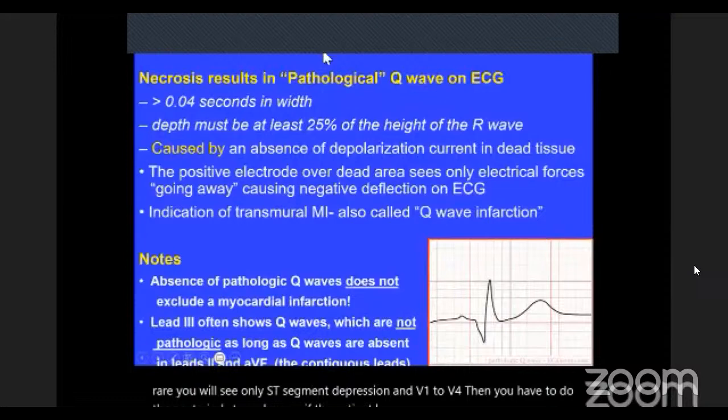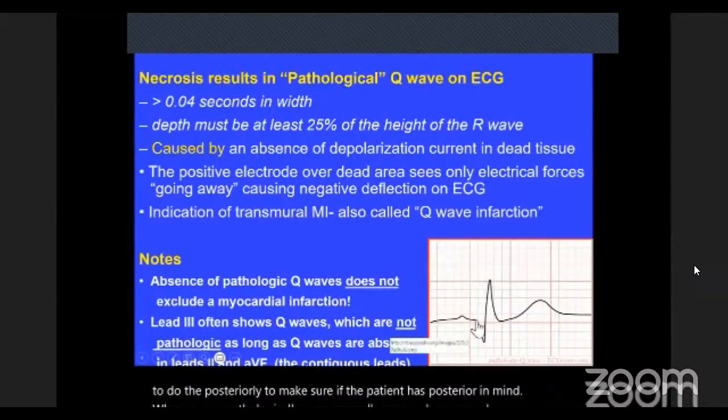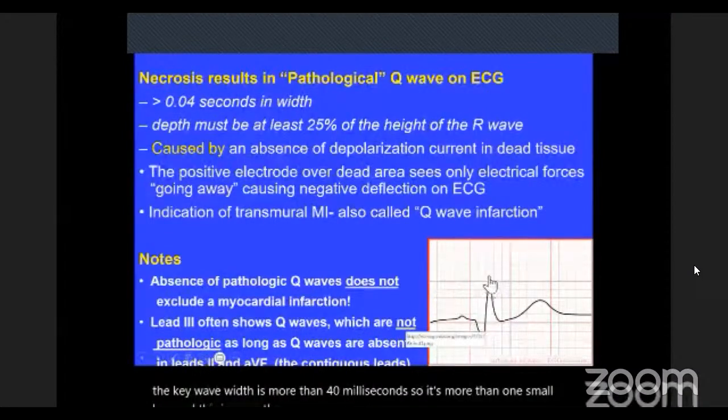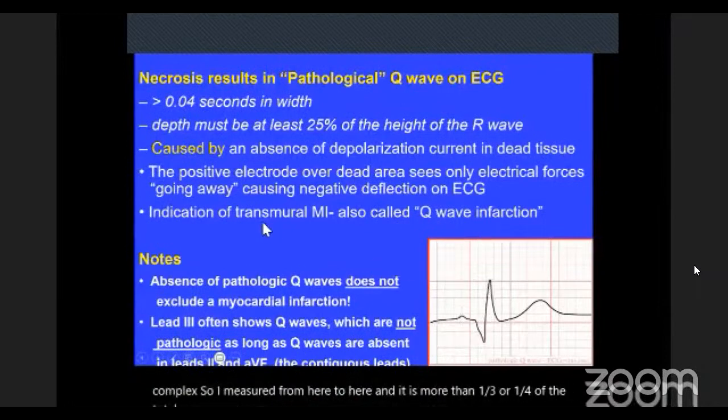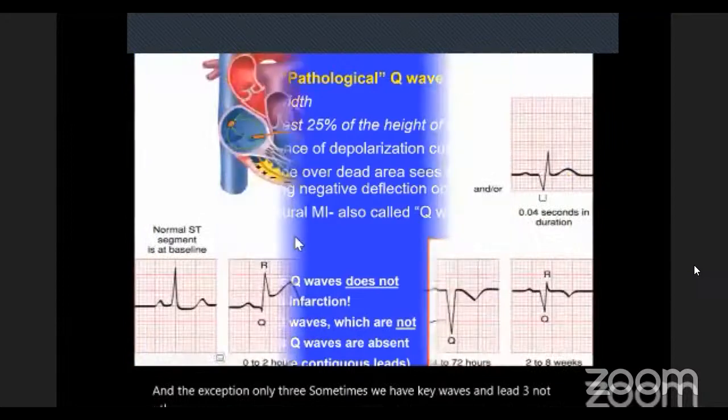Keep posterior infarction in mind. When we say pathologic Q wave, normally we may have some Q waves, but if the Q wave width is more than 40 milliseconds, so it's more than one small box, and the depth is more than 1/3, or in other references, more than 1/4 of the QRS complex. So if I measure from here to here, and it is more than 1/3 or 1/4 of the total QRS complex, this is pathologic, it is not normal. The exception is only lead 3. Sometimes we have Q waves in lead 3, not other leads, then we ignore it. It could be a normal variant.